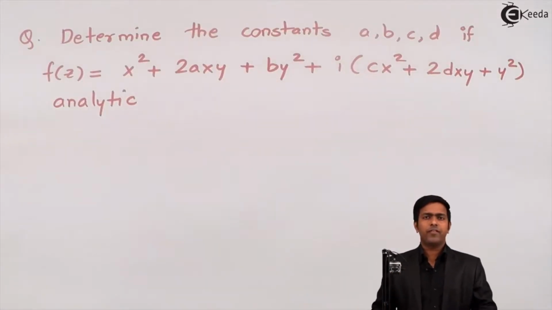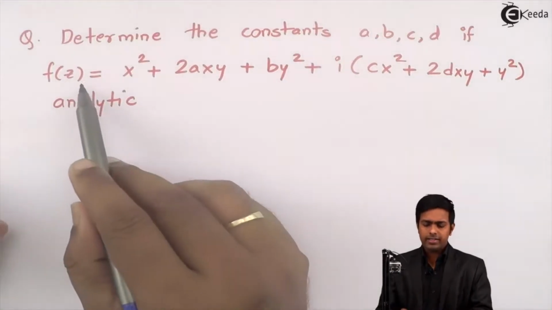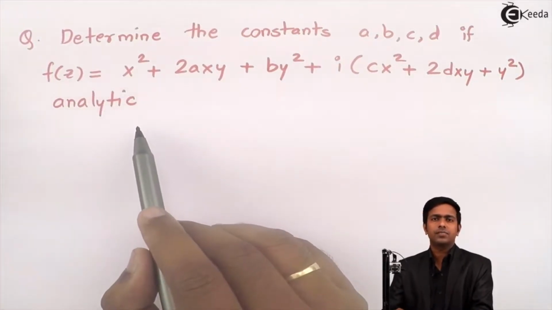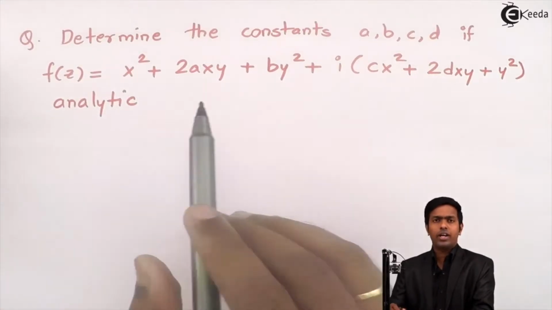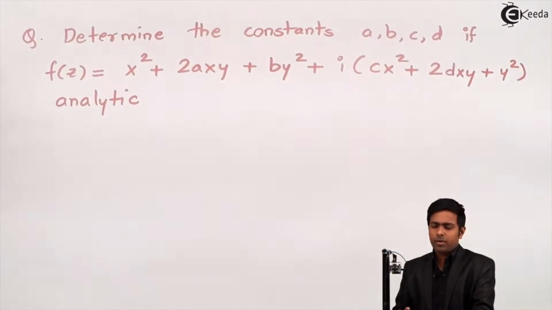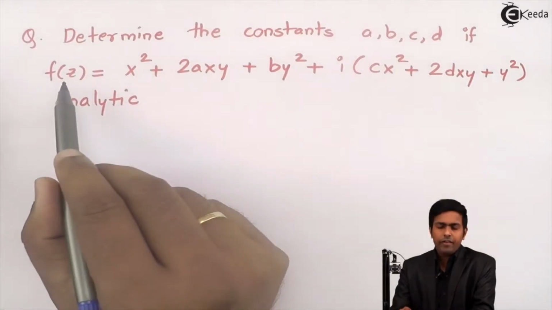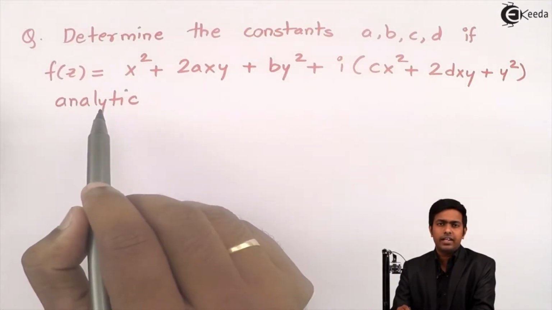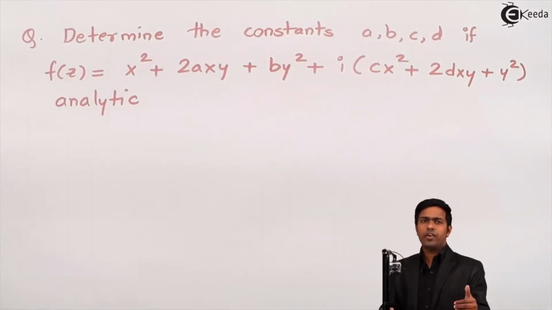Here in this problem we have to find out the value of constants a, b, c and d if f of z is given as an analytic function. Now how to get the values? So my friends, if f of z is given as analytic, then what can we infer from this?